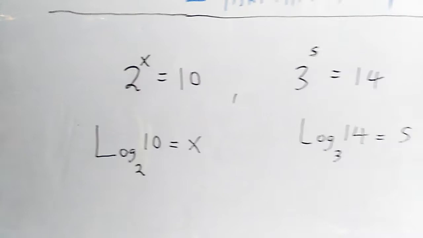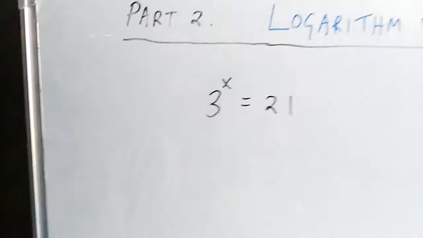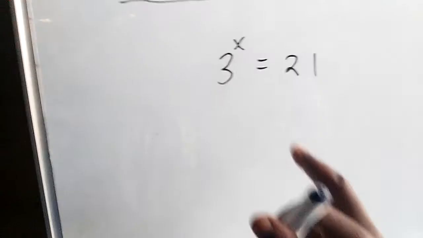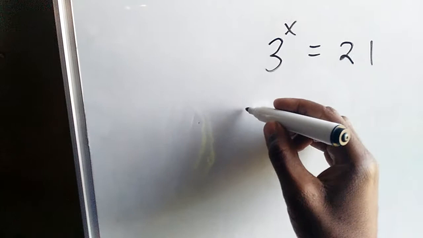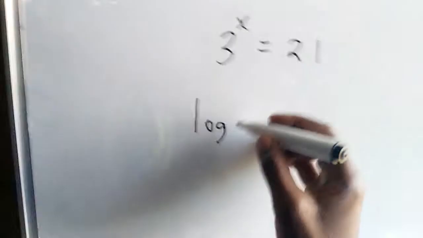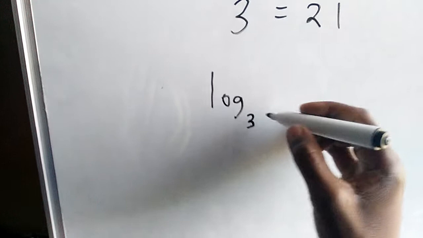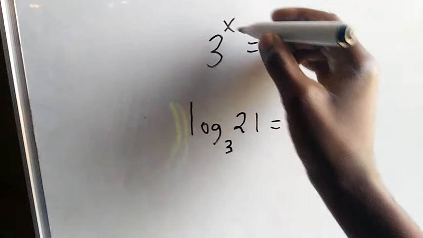We need to do another one. There are times when they say, leave your answers in logarithmic function. 3 to the power of x equal to 21. Instead of finding the value of x, they'll say, leave it in logarithmic function. So the one that is raised to the power of a letter will be dropped. So you say log of 3, you drop this one, bring the 21 here, and then equate it to the letter, like that.